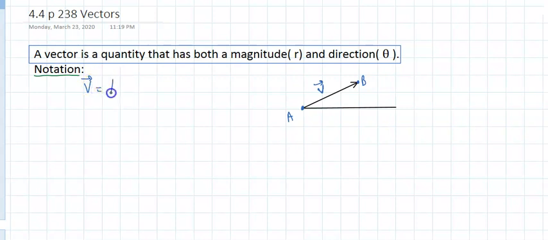Another way of representing that is to give the beginning letter and the terminating letter. That is, the letter that corresponds to the starting point and the letter that corresponds to the terminal point. Or I could simply say V, but if I write it in bold letters, that would be referred to as a vector. In my notation, I will always use this or this on an exam or a quiz. Bold letters, I'm not into it.